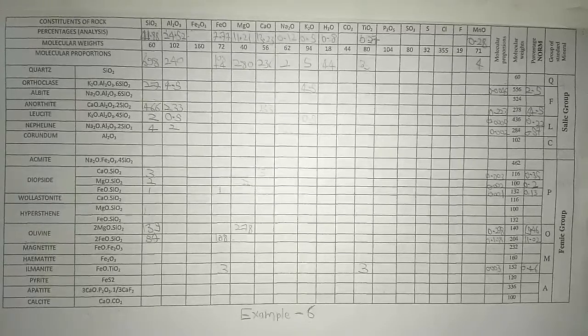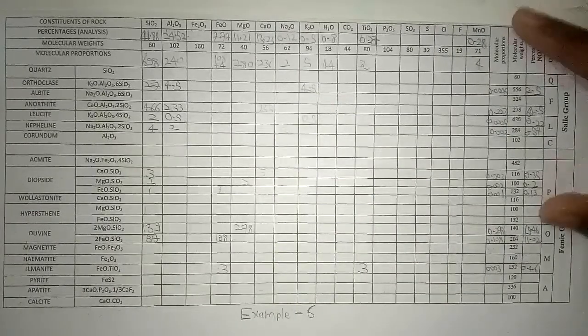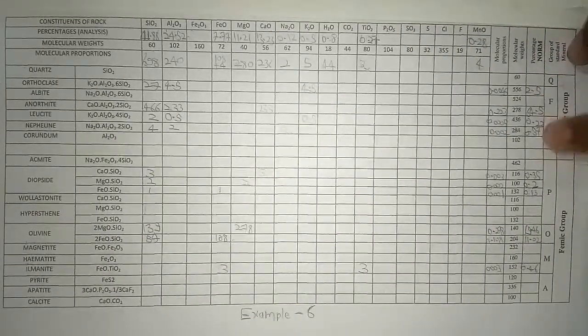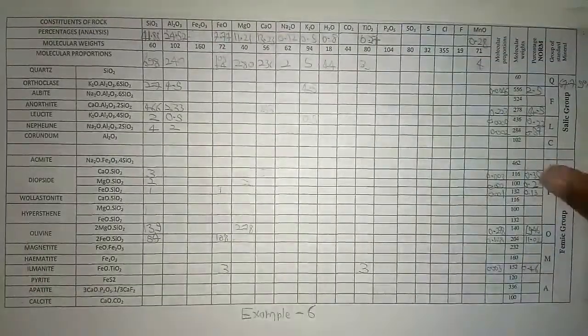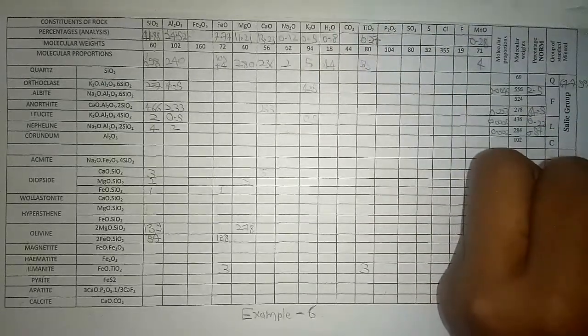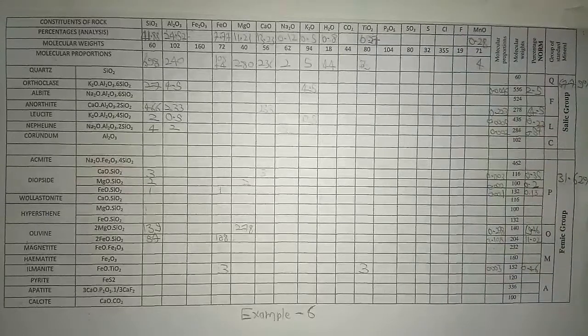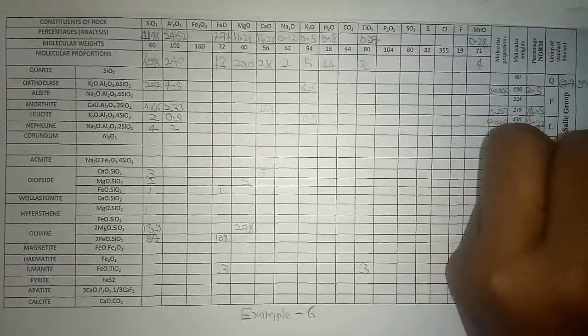Okay, so now the one and last step is there, which is finding the salic group percent and femic group percent. So as it is a 6 part, all of you are aware of this, we do the sum of it and write it here. So that is equal to 67.79%. And doing the sum of all this and writing here, which is 31.62%. And now we will add this and write in the center, that is equal to 99.41%.